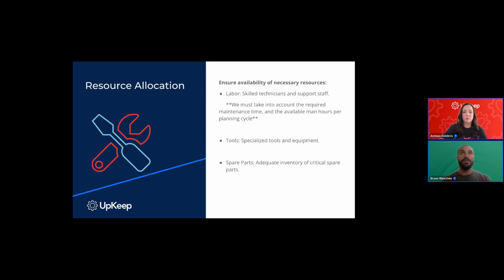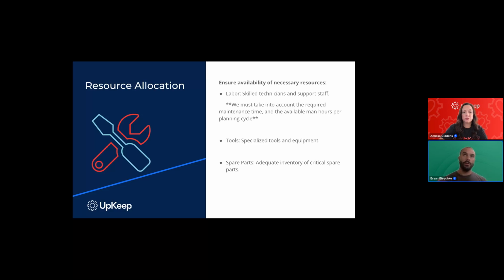And I like to say this, we must take into account the required maintenance time and the available man hours per planning cycle. If you have 1,000 hours of PMs in a month, but you've got 400 hours of man hours in a month, that doesn't make sense. You will always be behind unless your goal is to be building out a large backlog, which it probably shouldn't be that big. It's generally like 5 to 10%, maybe 15% of your overall work orders, but take that into account, right? And then we want to make sure we have the right tools and equipment on hand.